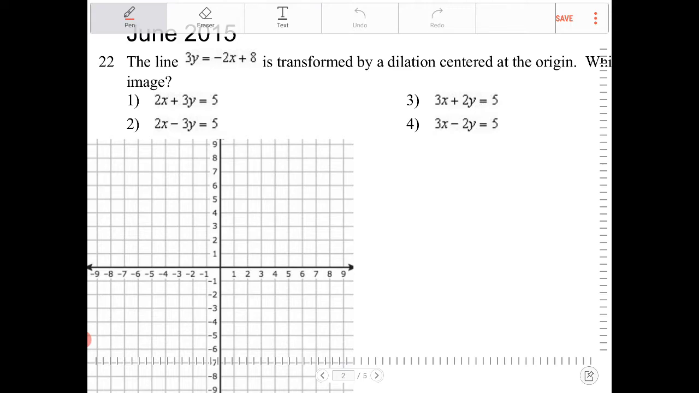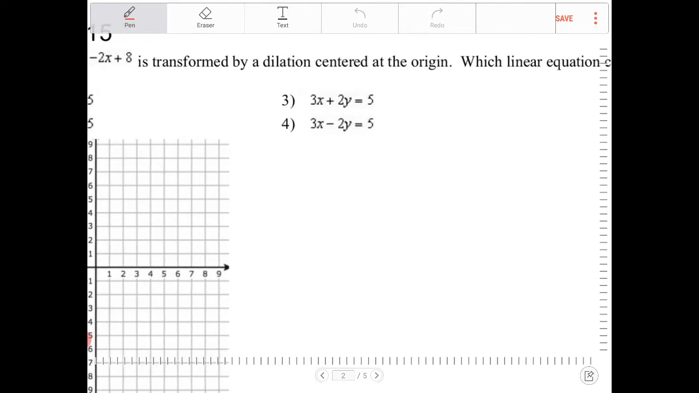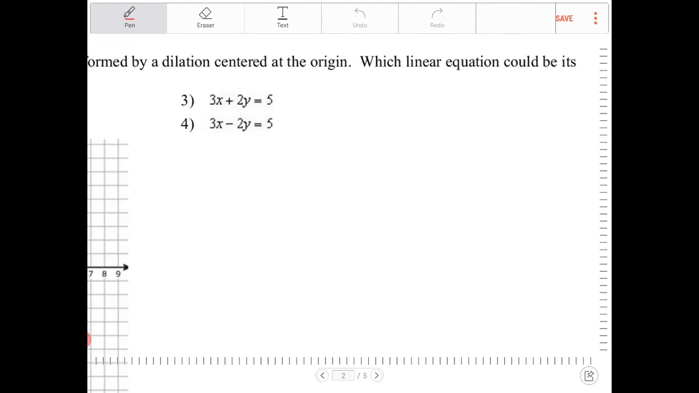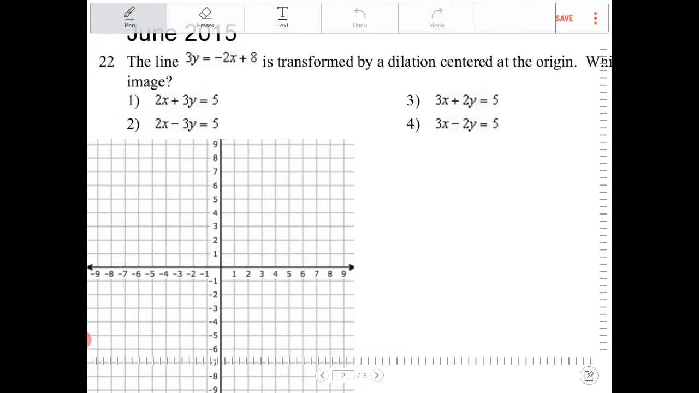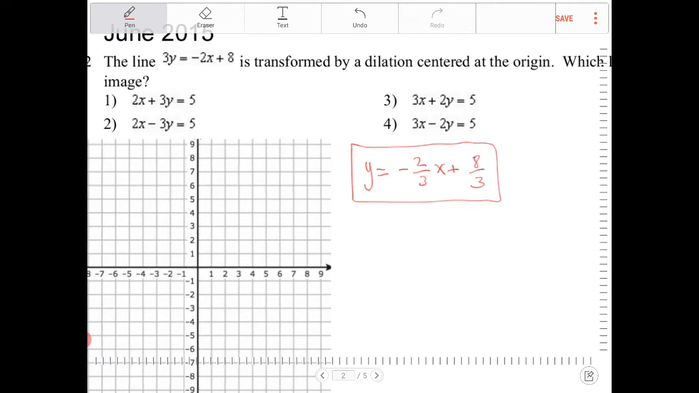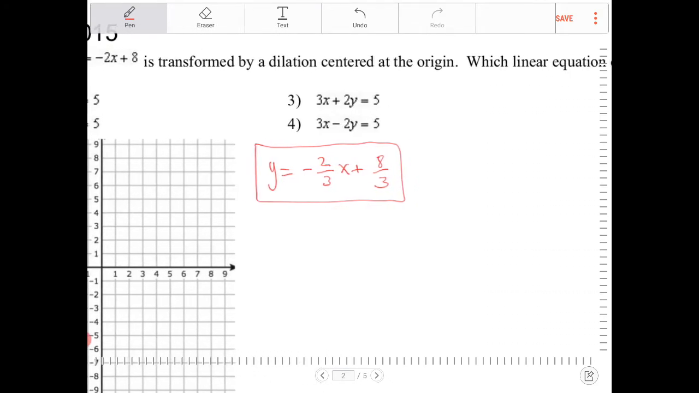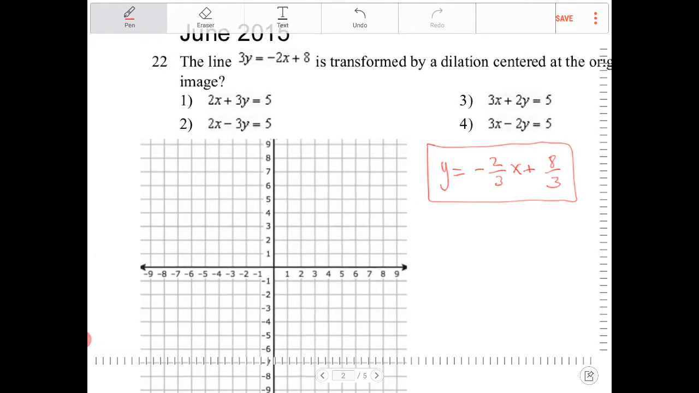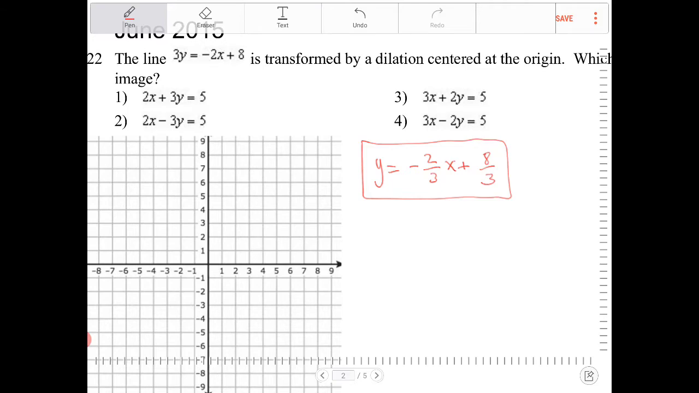The line 3y equals negative 2x plus 8 is transformed by a dilation centered at the origin. Which linear equation could be its image? So again, y is equal to negative 2/3 x plus 8/3. That's the equation. And it's transformed by a dilation centered at the origin. Which of these could be the image of the line that's been dilated? I need to have a line with the same slope, in other words. Okay, so which one would that be?